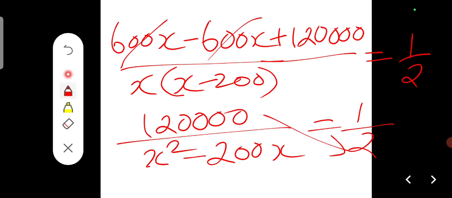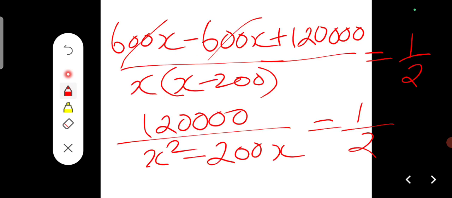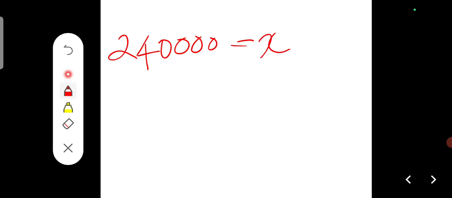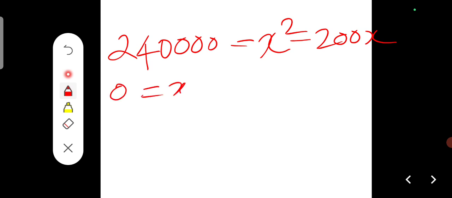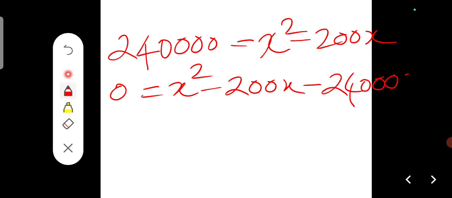Again let's solve this by cross multiplication. So 240,000 is equal to x square minus 200x. Let's bring this to the right hand side. 0 is equal to x square minus 200x, and when it comes here, minus 240,000. We need to solve this quadratic equation by the quadratic formula.